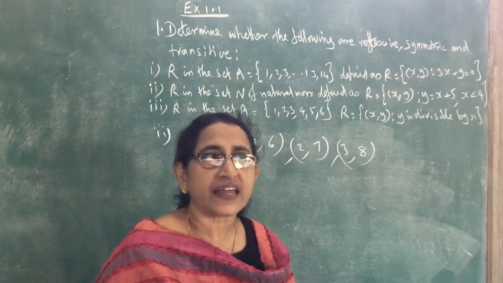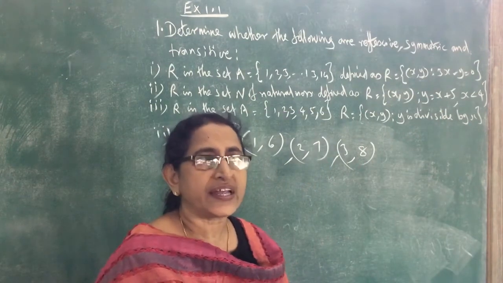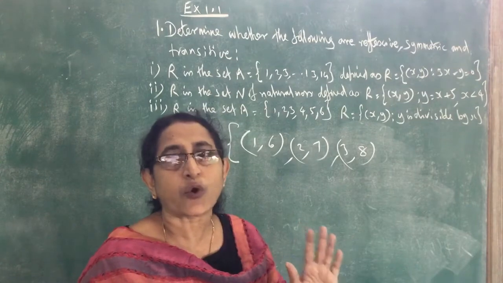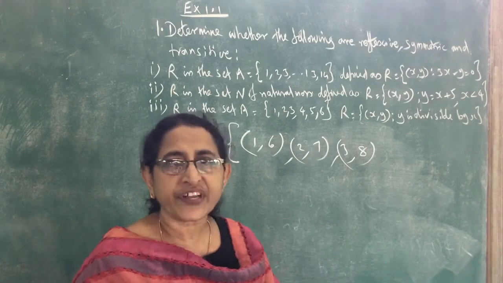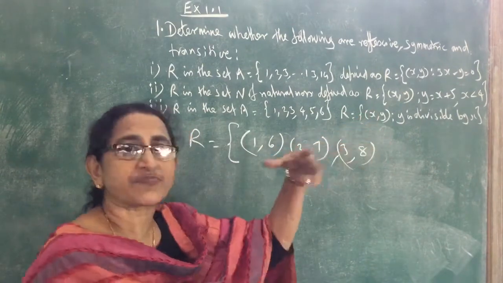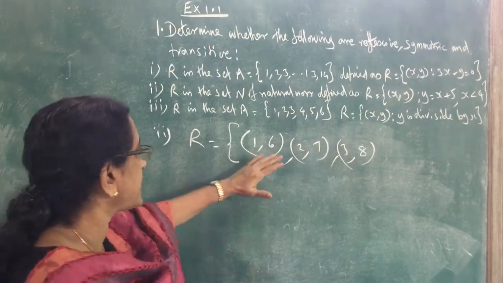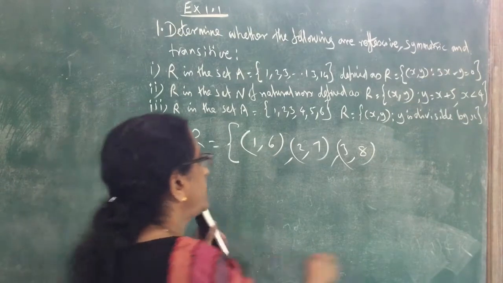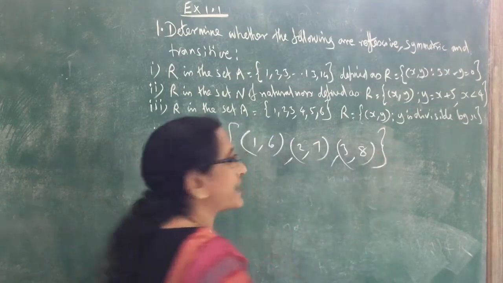Only these elements, because x is less than 4. There are only 3 natural numbers less than 4, so the only possible values of x are 1, 2, 3. Corresponding to 1, 2, 3, we wrote the y element, that is y equal to x plus 5. So only these 3 are the elements of R. Only 3 elements are there in relation R.